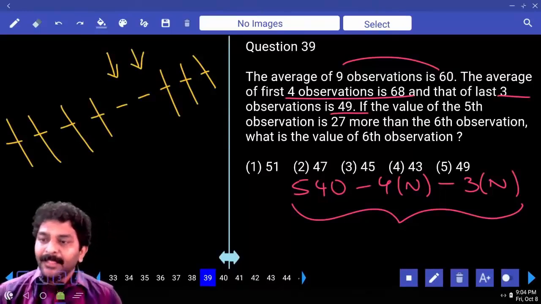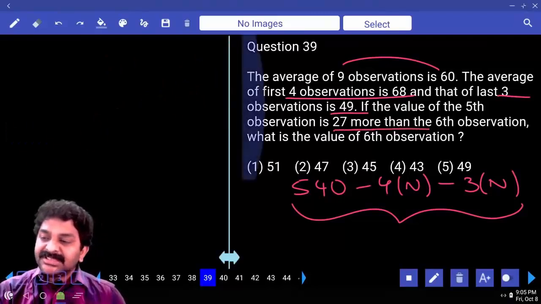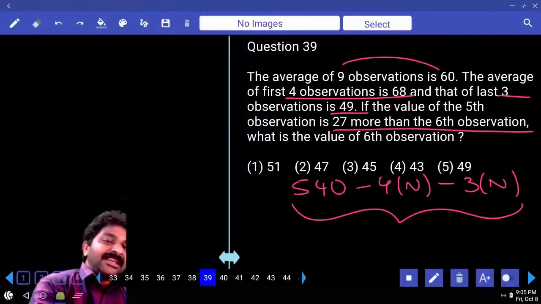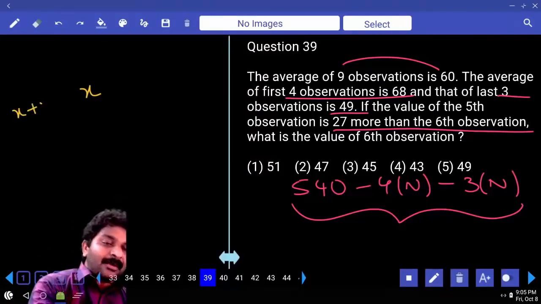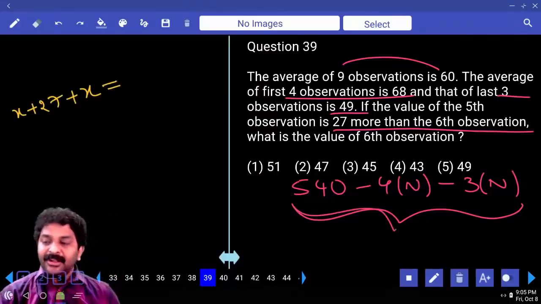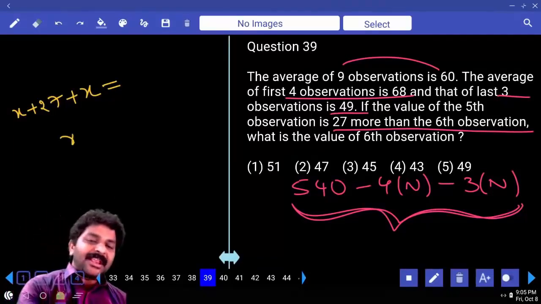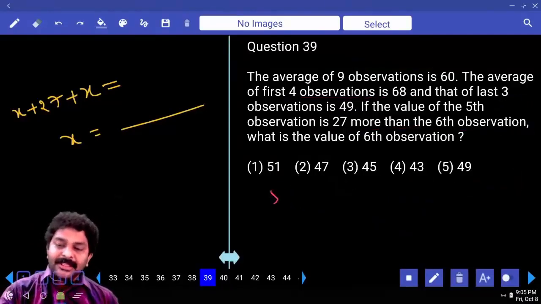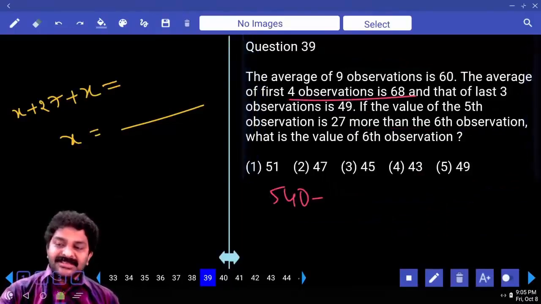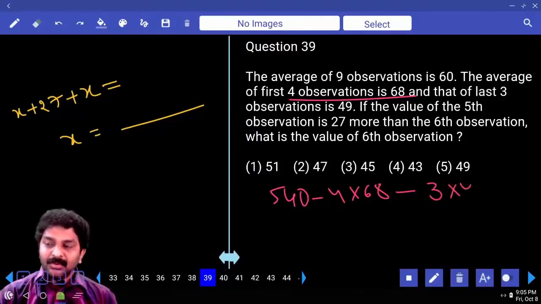Is this clear? At the same time, you have one more piece of information which says the 5th observation is 27 more than the 6th observation. If the 6th number is x, the 5th number is 27 more, that is 27 plus x, which is equal to 540 minus 4 numbers minus 3 numbers. From this we need to calculate the x value. 540 minus the 4 number sum, 4 into 68, minus the 3 number sum, 3 into 49.